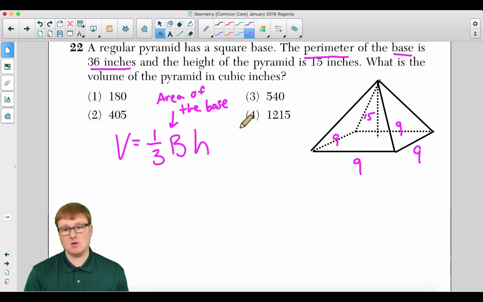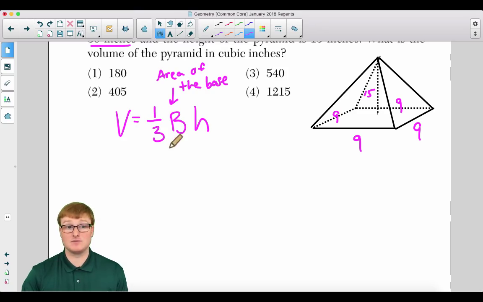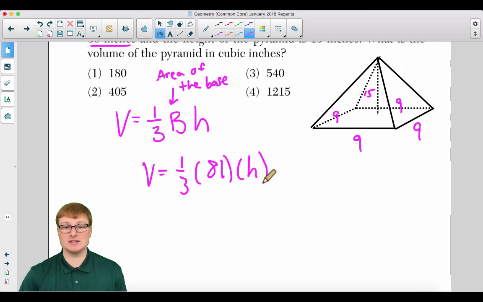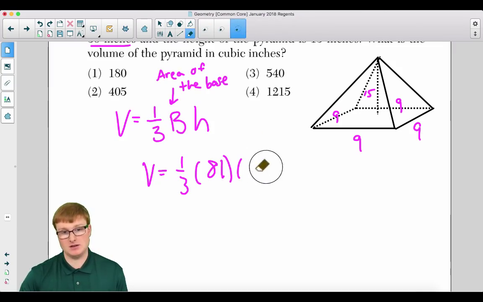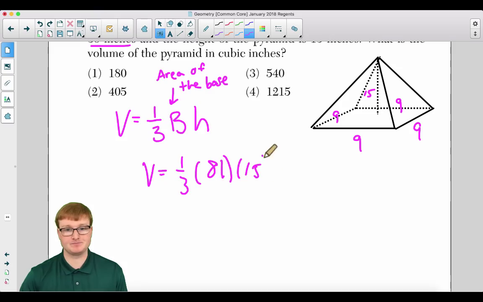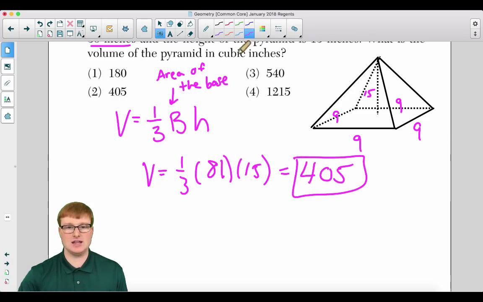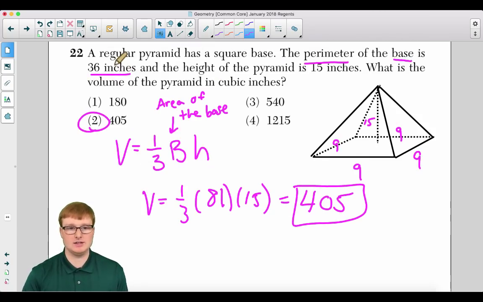Okay? Now, that's important stuff. The volume is 1/3. Well, what's the area of the base? Well, the area of a square is length times width. 9 times 9 is 81. And the height, oh, no, I'm sorry, the height we have. We're not trying to solve for that. The height is 15. When you plug all this into your calculator, you get an answer of 405. That's your answer, folks. Your answer for this one is going to be choice 2 for this question.